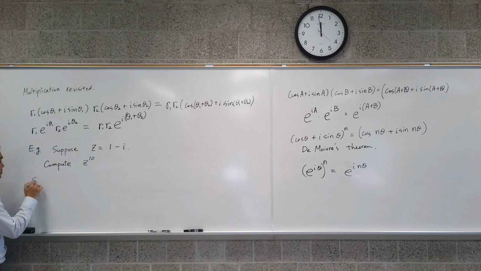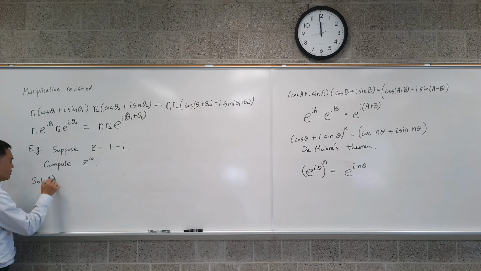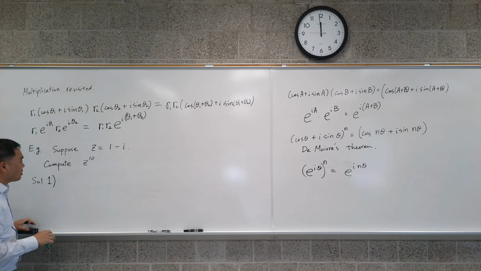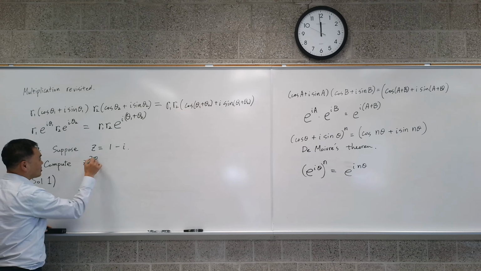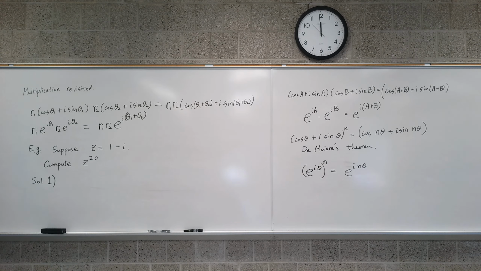Okay, solution. Surprisingly, it's not so hard to do it directly. There's no fun in that, but let's call it solution one. But let's make this 20 so it's a bit more challenging. Say z to the 20th. That'll make things a bit more challenging.